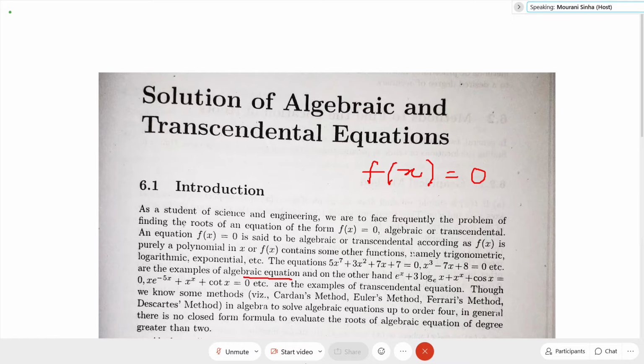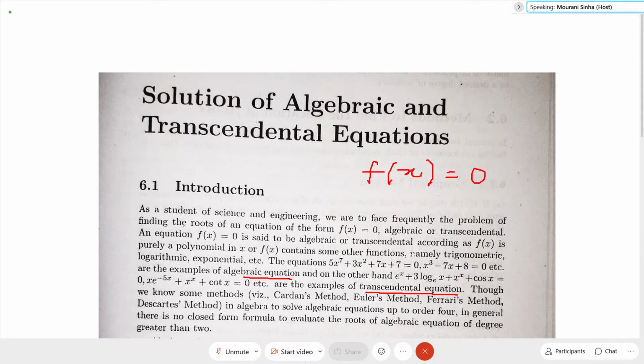So these are your algebraic equations where you have the coefficients and the variables given, and these are your transcendental equations where you have e^x, log x and cos x involved. So these are the examples of transcendental equations: e to the power x, 3 log x, cos x equals 0. Okay, so I just opened this PDF just now to show you some of the algebraic and transcendental equations.